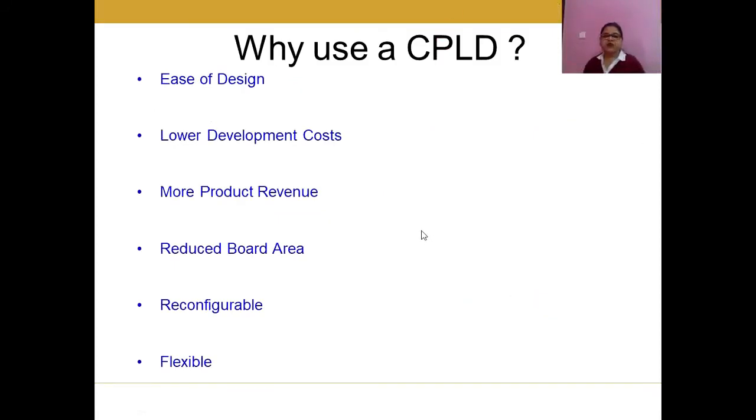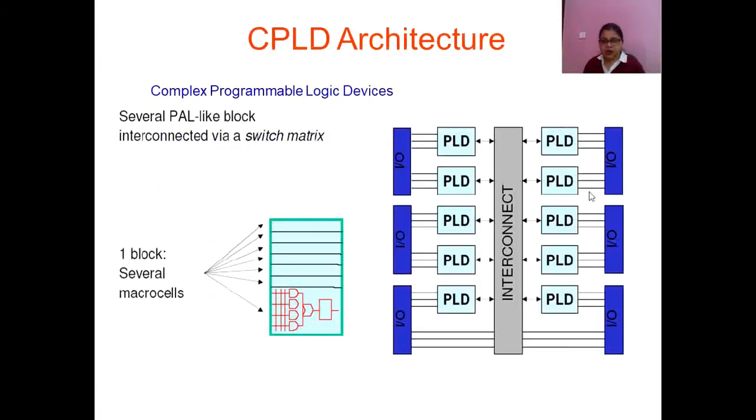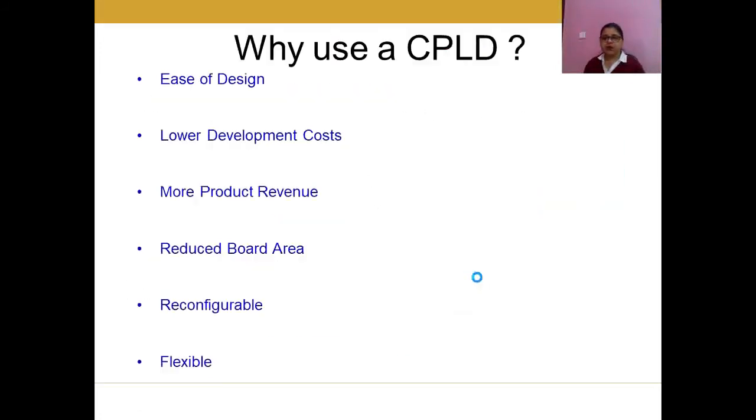So why we should use a CPLD: it has ease of design, lower development cost, more product revenue, and reduced board area. Yes, if we compare to the printed circuit board, it has a much reduced area. It is reconfigurable and reprogrammable and flexible. Flexible in the sense of the functions which can be programmed into it. So this is one category of the PLDs.